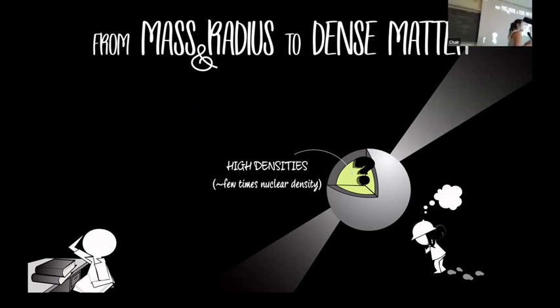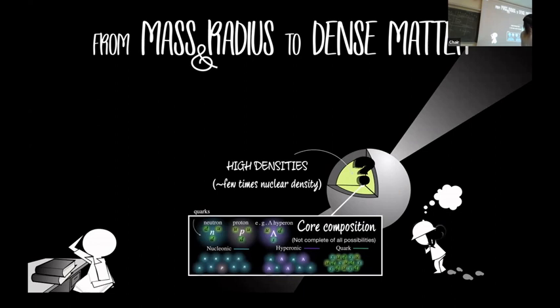Okay. Why does it matter? Well, because by understanding what is inside the core of a neutron star, we can actually understand all the behavior of matter at very high density and low temperature. And to try to understand this, I think that the best tool that we have is to communicate with each other and have a feedback loop between observations and theory.